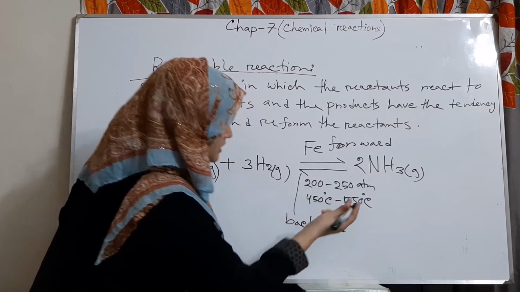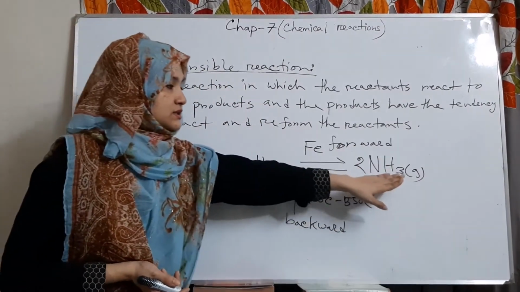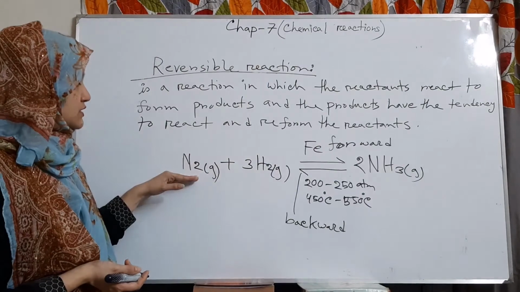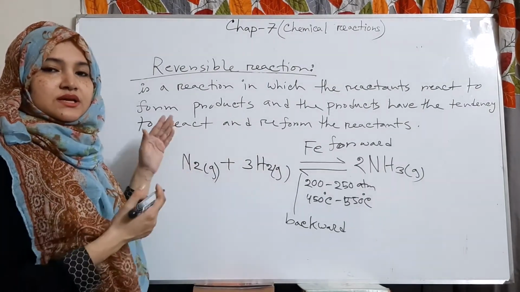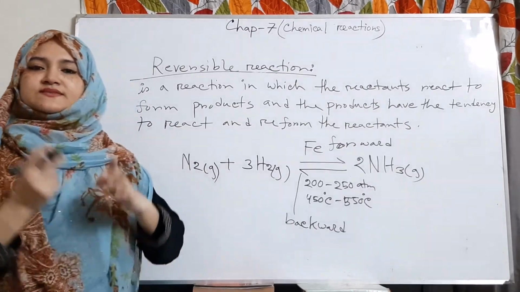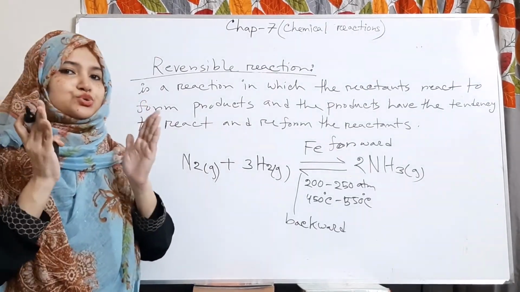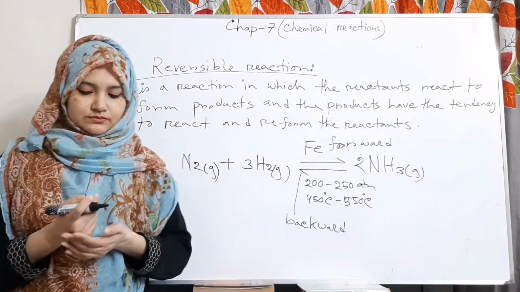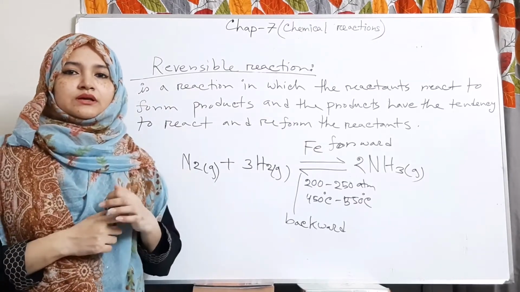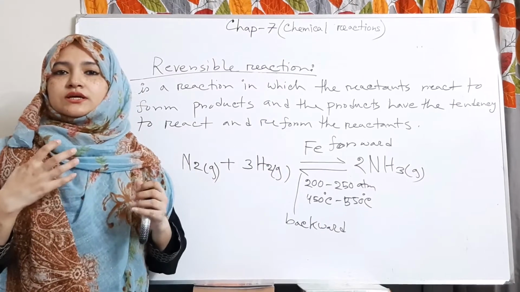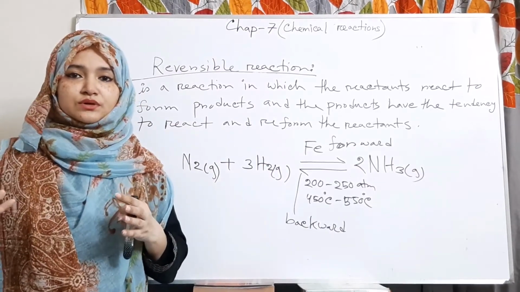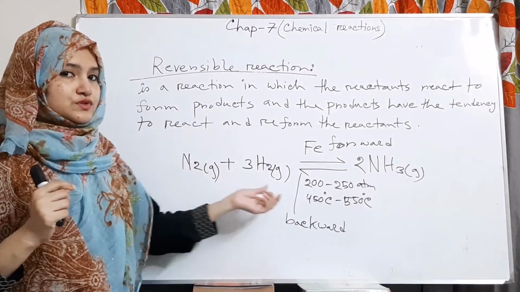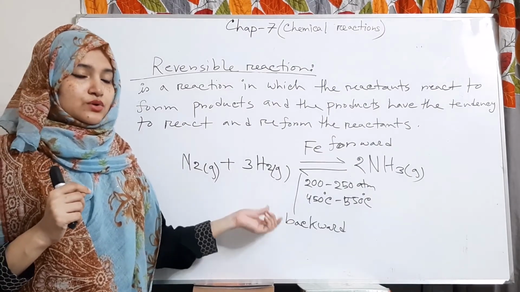What is the definition of backward reaction? The reaction in which the products react and reform the reactant molecules is known as the backward reaction. That means in a reversible reaction, two reactions take place simultaneously, and it is impossible for a reversible reaction to go to completion if it occurs in a closed vessel.